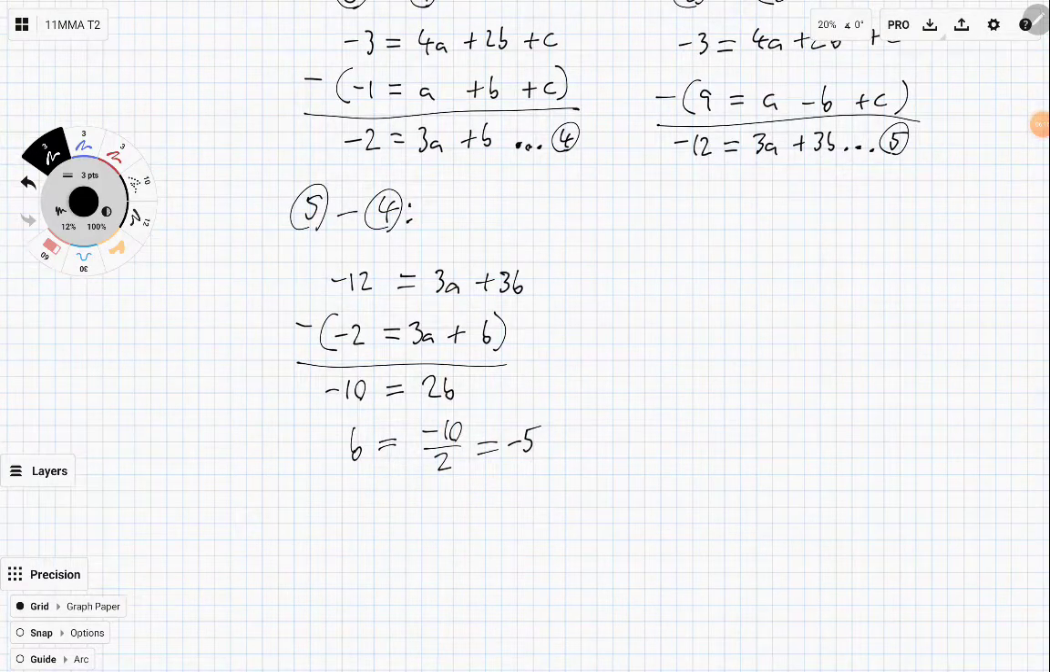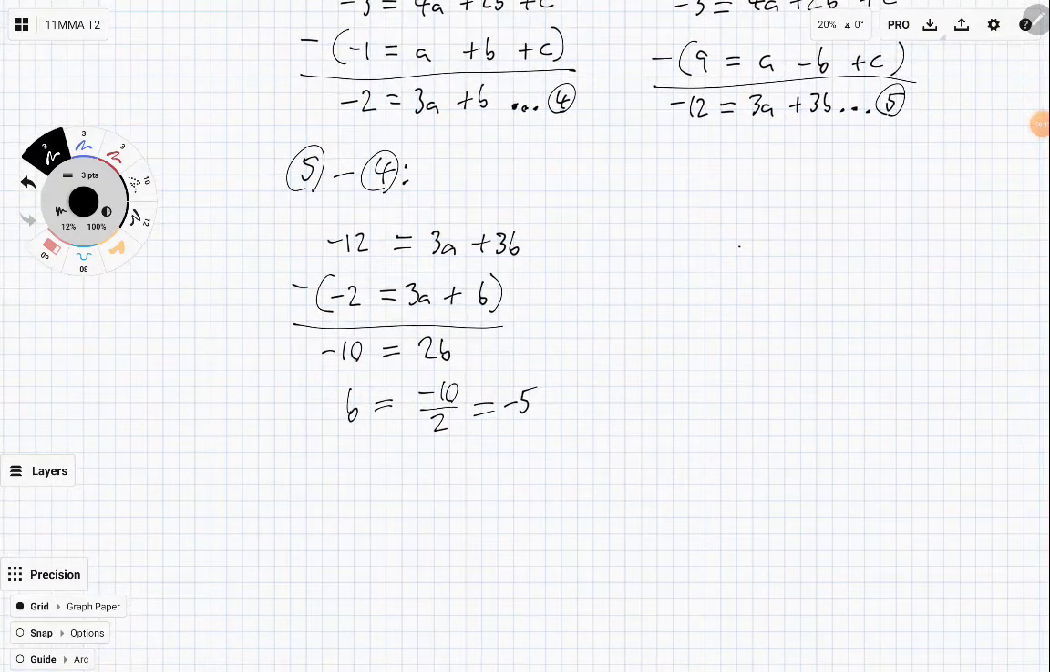But remember, just like before, I need to find all 3. I can't just find x, I need to find x and y. In this case, I can't just find b, I need to find a, b, and c. So I know what b is. Next game, figure out what a is. Well, I can do that nice and easy as well. I can just substitute into my favorite equation between these two. It doesn't matter which equation I sub it into. Either way, it's going to work fine.